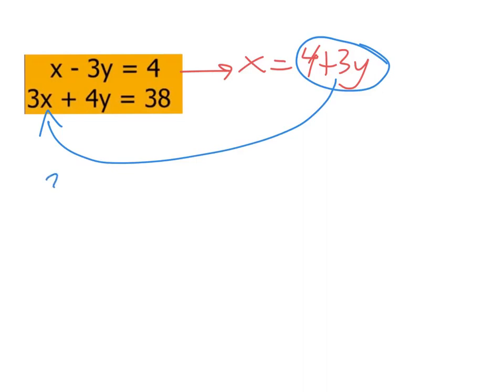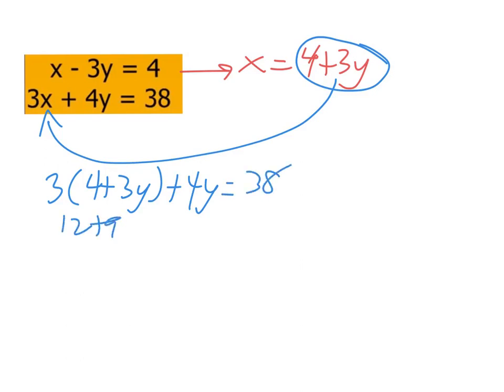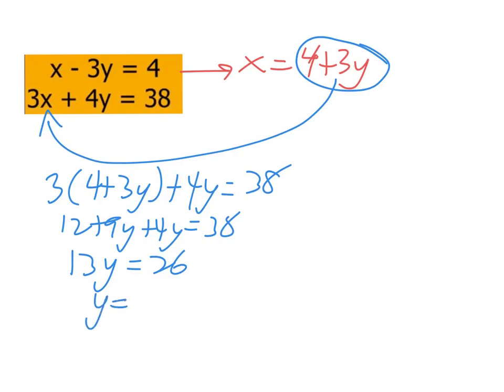Here's what we get. I get 3 times 4 plus 3y plus 4y equals 38. That's 12 plus 9y plus 4y equals 38. That's 13y, subtract the 12, equals 26. y equals 2. Now, here's where I'm saying. I know you were inclined and you thought I'm going to plug it in here because I already had x by itself. You really should plug it into the original equation. Okay, you should really plug into this one because that's the one I didn't plug into.